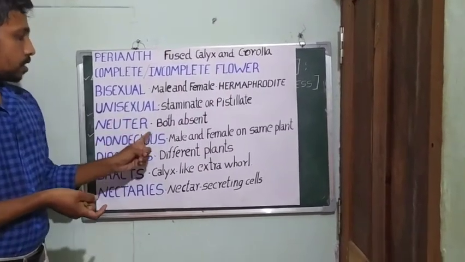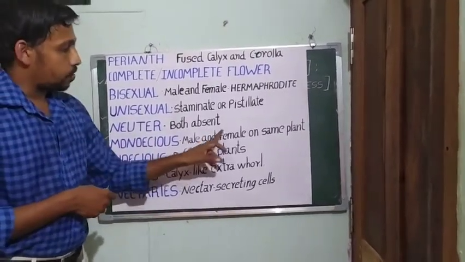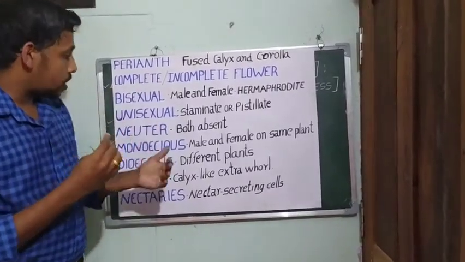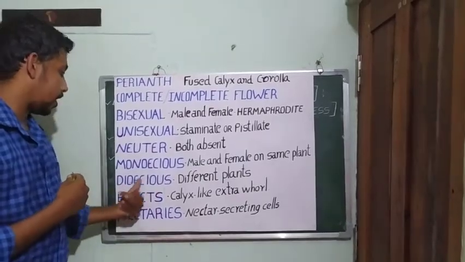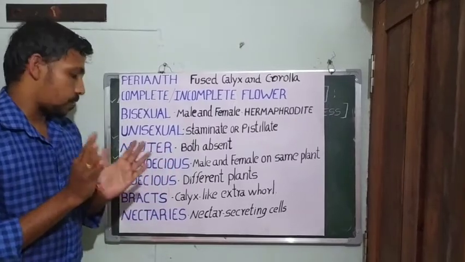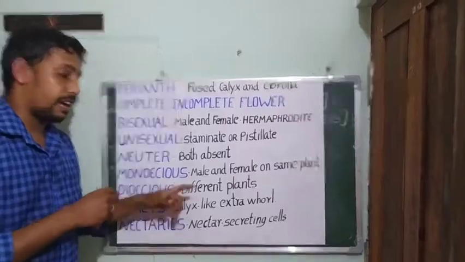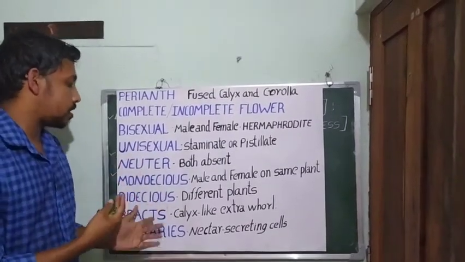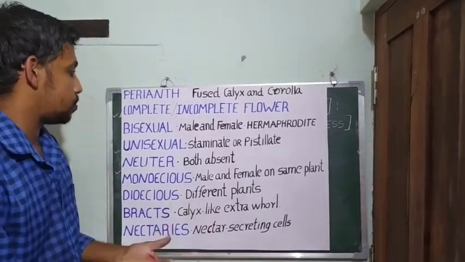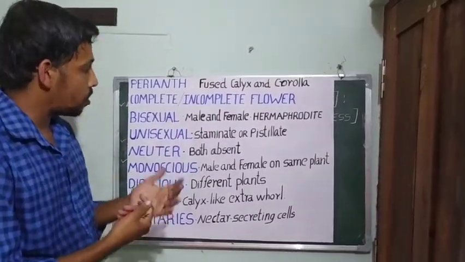In neuter flowers, both androecium and gynoecium are absent. Then in monoecious plants, male and female flowers can be seen on the same plant. If they are on different plants, we can say that it is a dioecious plant. Then bracts are calyx-like extra whorls present in the flower. Usually it is green colored, but in some plants it is enlarged and may be mistaken for corolla or petals. Then nectaries are nectar secreting cells present around the pistil. So these are some terms related to the flower.